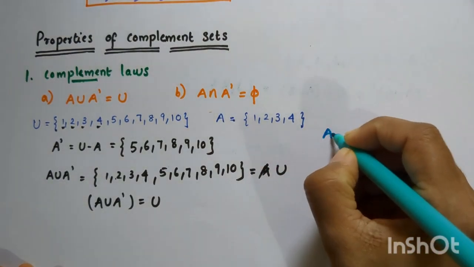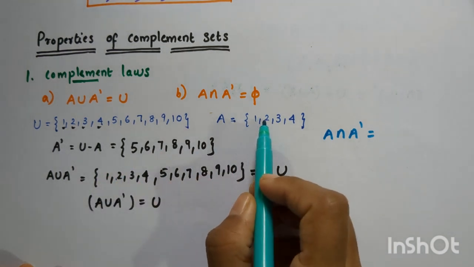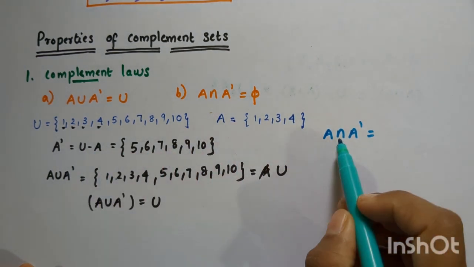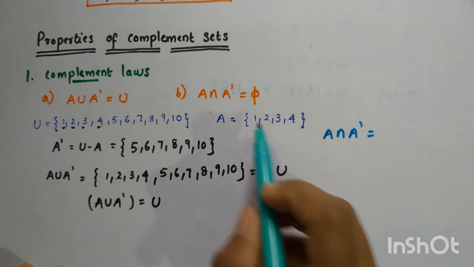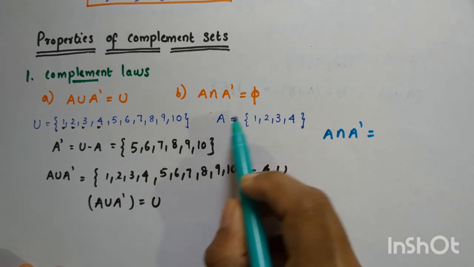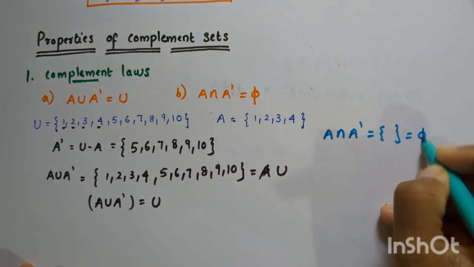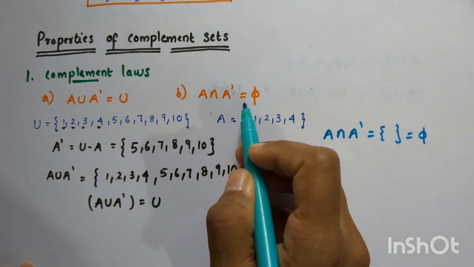Now, what about A intersection A complement? A has the elements 1, 2, 3, 4. A complement has the elements 5, 6, 7, 8, 9, 10. When you take the intersection of two sets, you have to write the common elements present in both sets. You see, no common elements are present in A and A complement. So this will be an empty set, that is, a null set. So A intersection A complement is equal to phi, which is an empty set.